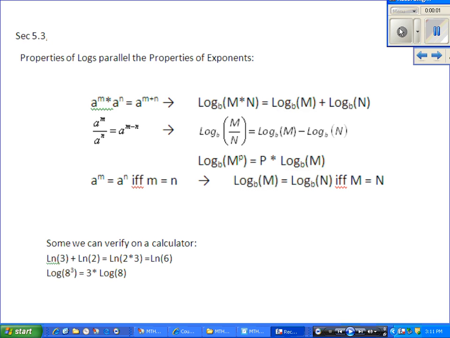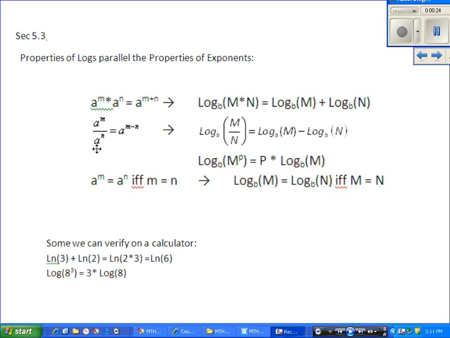Something you need to memorize: the properties of logs. I find it helpful to remember them as being parallel properties to the properties of exponents. You're familiar with the properties of exponents. If you're multiplying like bases, you can combine them by adding the exponents. With the properties of logs, if we're adding like bases, we can combine them using multiplication into a single logarithm.